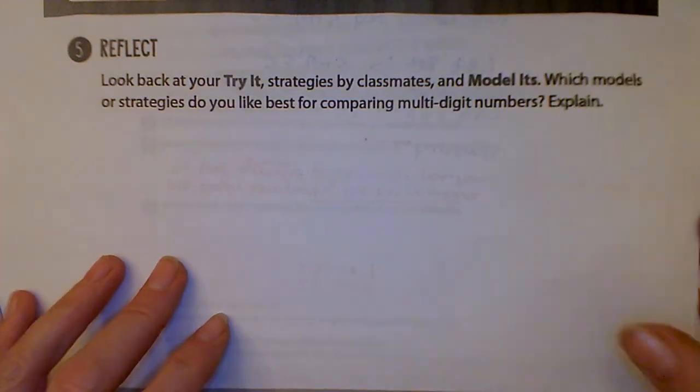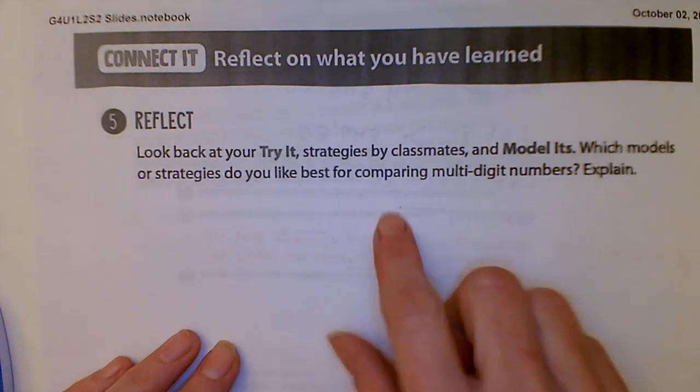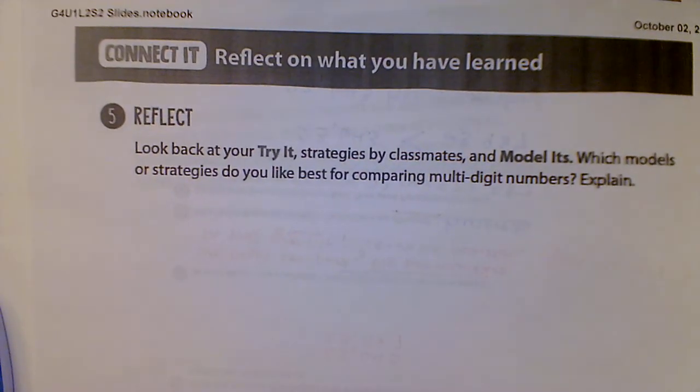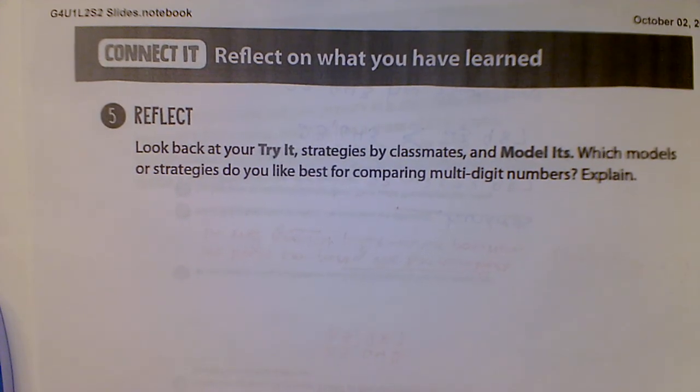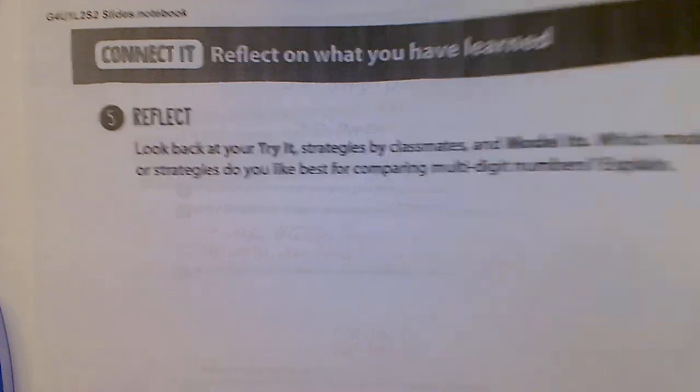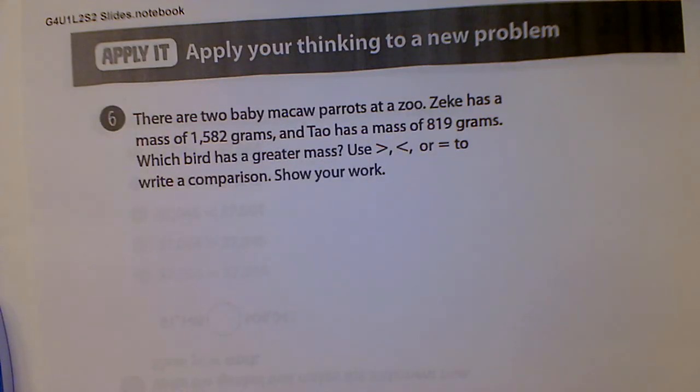We had some more fun problems here. So here, you just have to say which way you like to do it best. Do you like to stack it and compare them? Do you like to use a place value chart? Do you like to use expanded form? That's up to you, whichever one you like best. You just have to tell us why. All right, really quick, here we go.